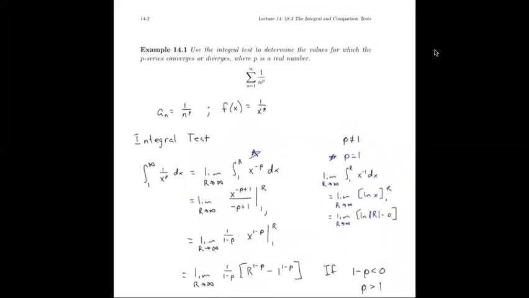And that'll be our main tool, and it'll lead us into limit comparison and the comparison test. So our first example, we're asked to use the integral test to determine the values for which the p-series converges or diverges, where p is a given real number. Our series is n equals 1 to infinity. The term is 1 over n to the p.